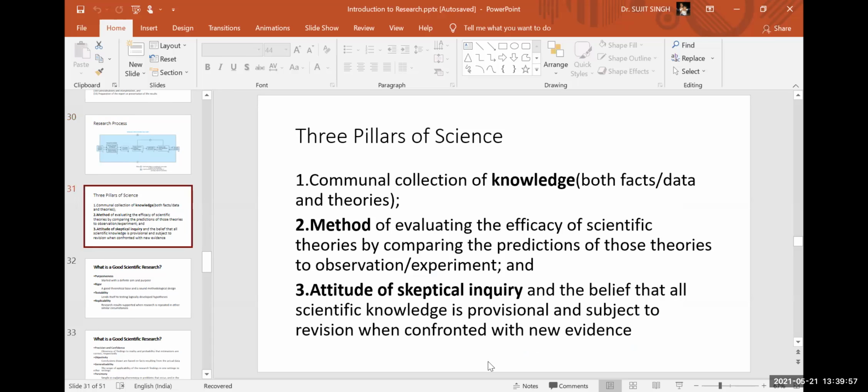So now some general talk. Three pillars of science. One is the knowledge, second is the method, and third is the attitude. Knowledge is the basic fact and data, theories, whatever that is. Method, you are going to apply to evaluate the efficacy or the effectiveness of the scientific theories by comparing prediction like this one, observation, experiment, whatever you want to do. That should be known as the method. When I'm going to compare, evaluate or something.